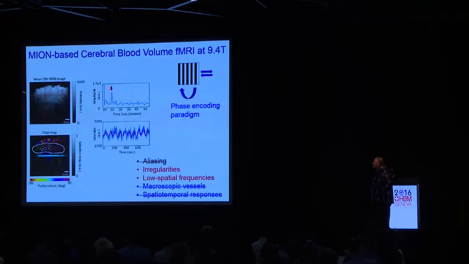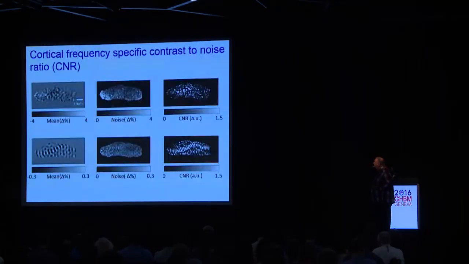So here is one voxel in cat area 17. We see the phase encoding time course of this voxel and how it looks in the frequency domain. This is the frequency of the stimulation. From the phase of the stimulation, we obtained very fine scale orientation maps in cat area 17.